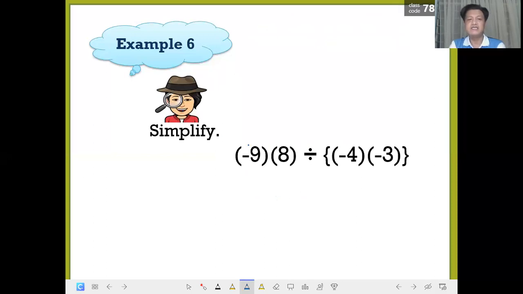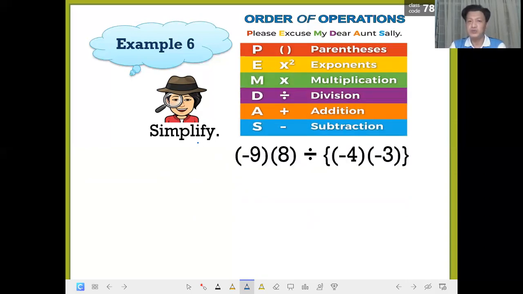Okay, next number 6. Simplify negative 9 times 8 divided by the quantity of negative 4 times negative 3. Okay, so lagi natin tatandaan kapag merong dalawa or mahigit pang operations na given sa ating expressions, always use the PEMDAS rule. Okay, so tignan natin, meron ba siyang parenthesis? Yes, meron siyang parenthesis. So, ito yung ating uunahin. Tsaka ito, yung nasa loob.